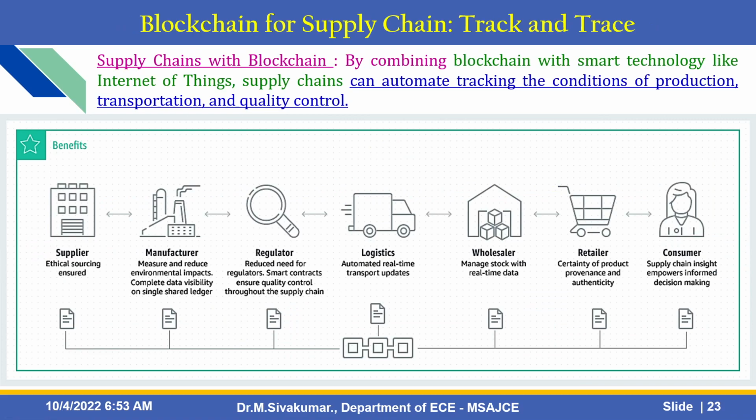Then blockchain for supply chain track and trace. These are all the gains of this end-to-end visibility, from manufacturers to consumers. In the supply chain with blockchain, by combining blockchain technology with the Internet of Things, supply chains can automate tracking the conditions of production, transportation, and quality control.